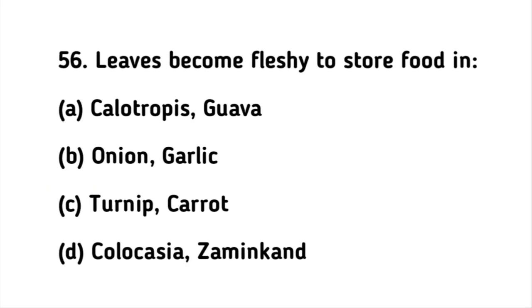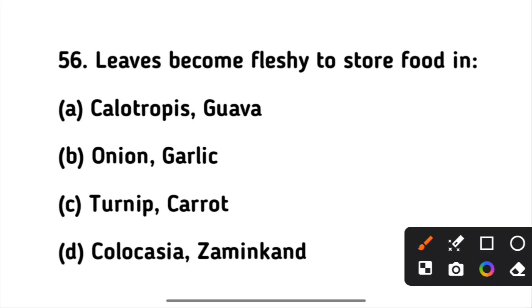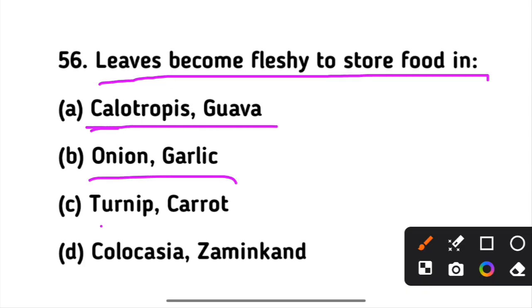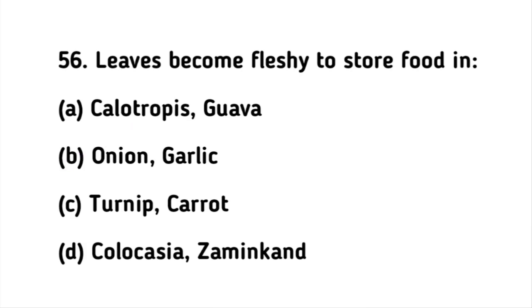Next question. Leaves become fleshy to store food in: option A Calotropis, guava; option B onion, garlic; option C turnip, carrot; option D colocasia, Jamikand. Option B is correct, onion, garlic. Leaves become fleshy to store food in onion and garlic.